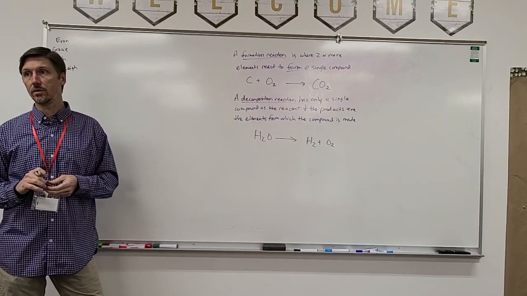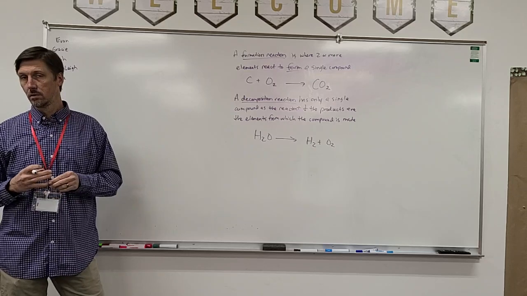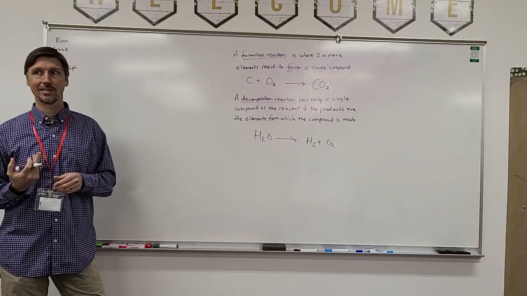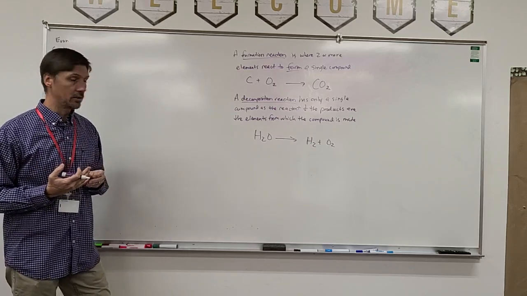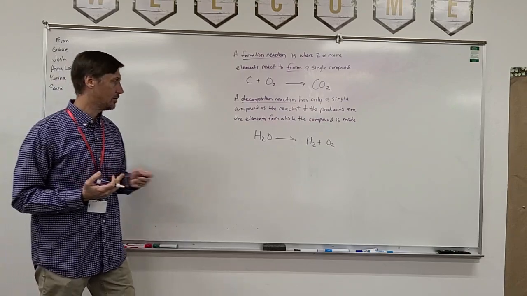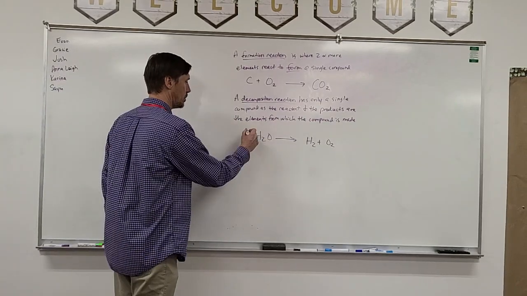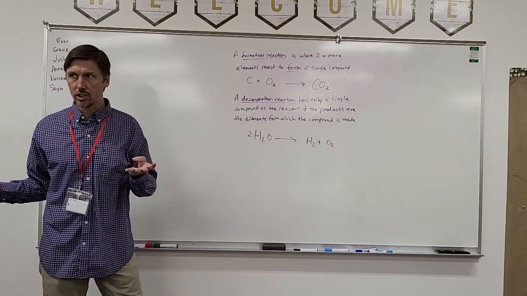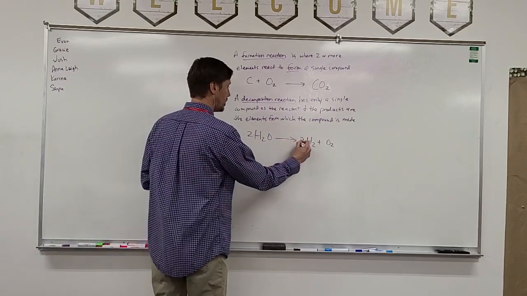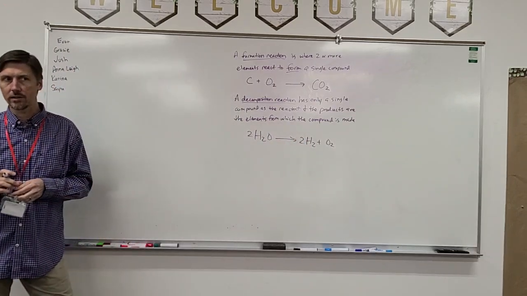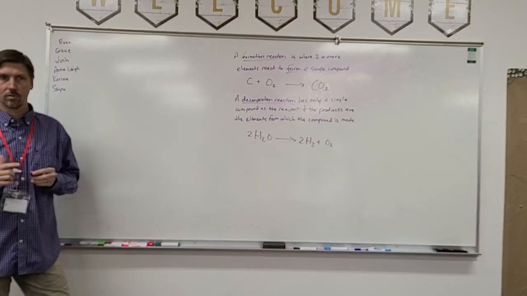What's the only thing left to do? Make sure that it is balanced, right? So is this one balanced? No. It's not, because we've got 2 O's here and only 1 O here. So we put a 2 in front of that. Now the H's are in balance. That's not a big deal. We can put a 2 there. And so now we're balanced. Everybody see that? Cool.